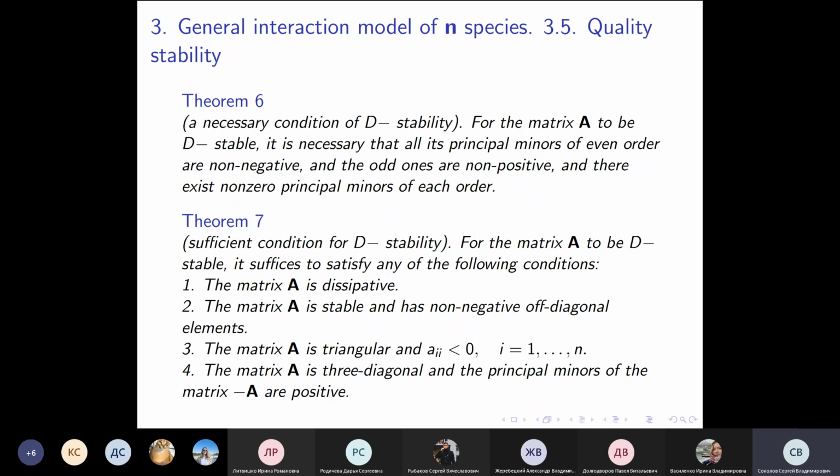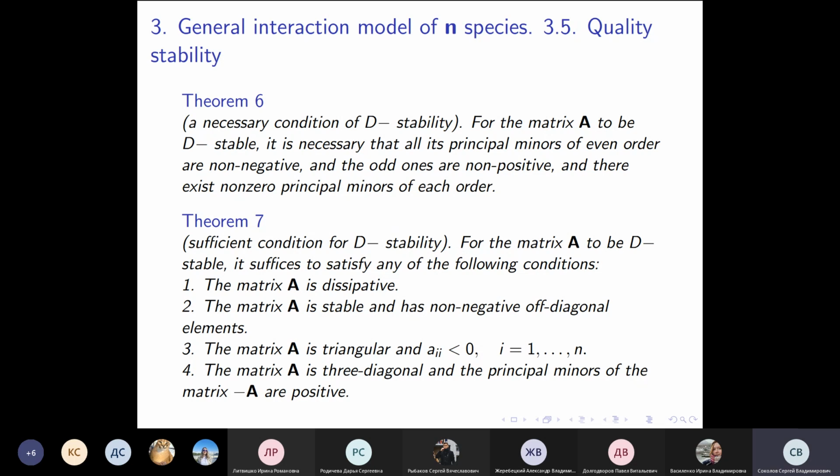So it looks like the condition of negative definite matrix A. Next, some sufficient conditions. Sufficient conditions for our d-stability.